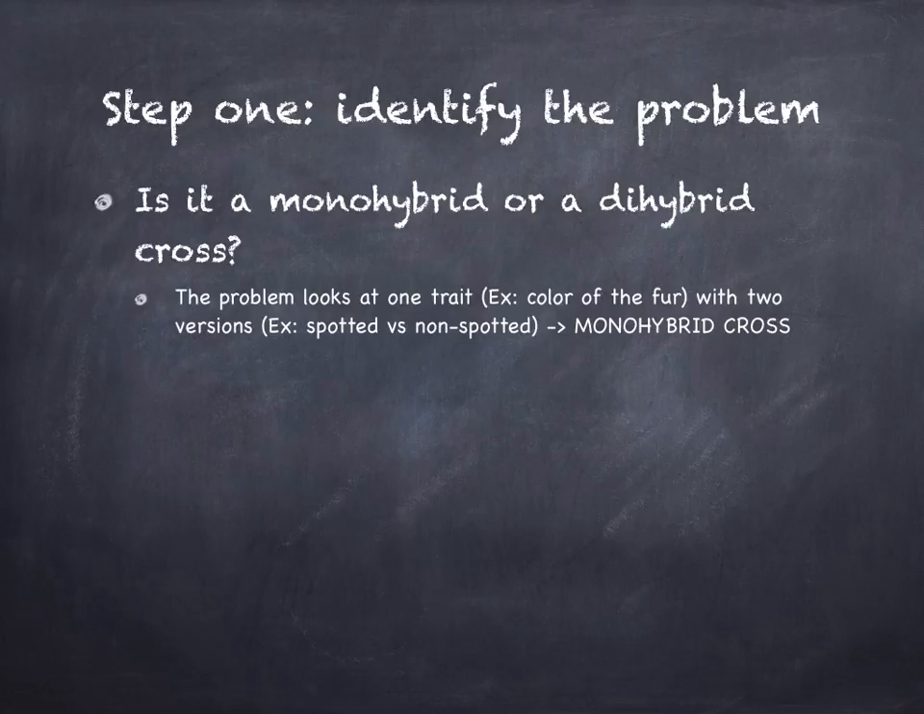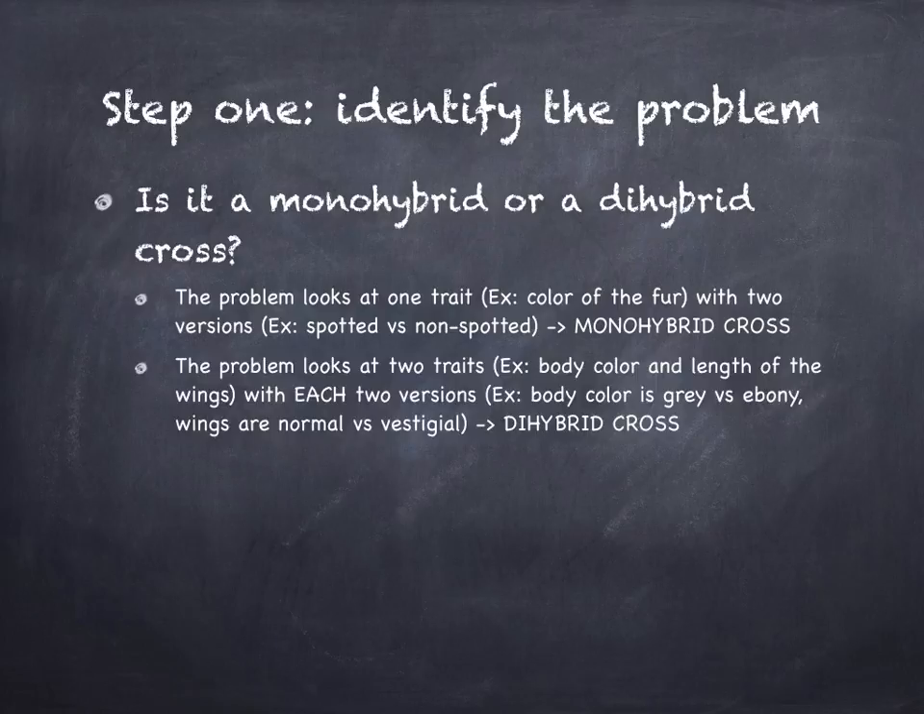So this is really easy. You determine if it is a monohybrid or a dihybrid cross by looking at the number of traits that are followed. So if there is just one trait with two versions, like for example the color of the fur of an animal, and if the color is spotted versus non-spotted, for example, or if the color is black versus white, it is a monohybrid cross because you just have one trait with two versions.